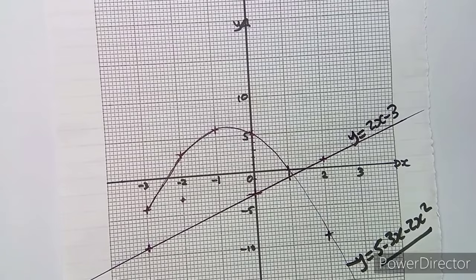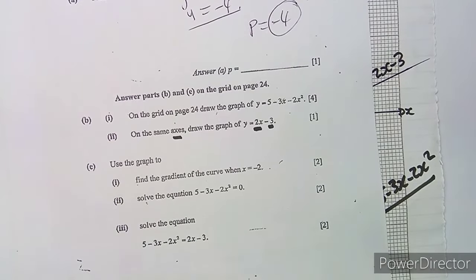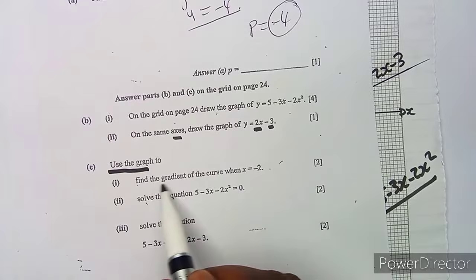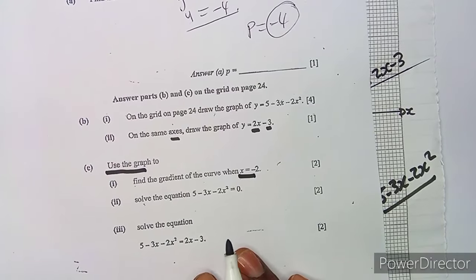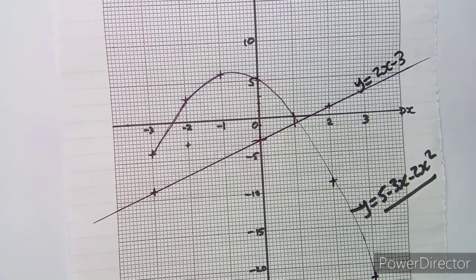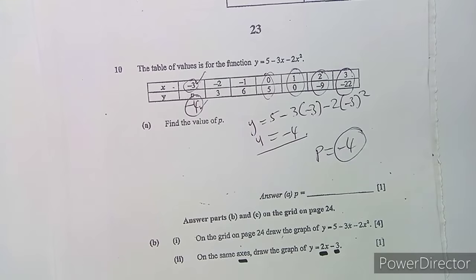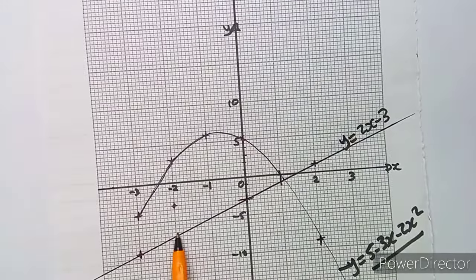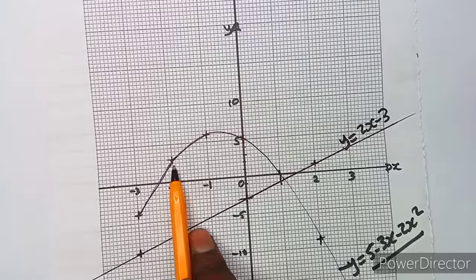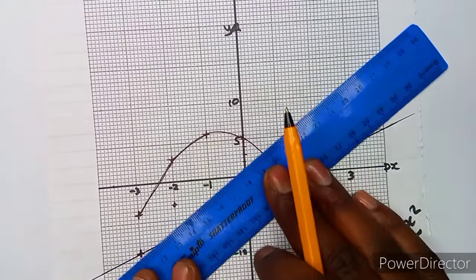Then let's see on the other part what we are given. Now use the graph, which means everything is supposed to be taken from the graph. The gradient of the curve at x is equal to minus 2. Remember the gradient, guys, I told you it's on a condition, at the exact point that you're given, which is minus 2. So this minus 2 corresponds to the graph here. All you need is to draw a suitable tangent at minus 2.